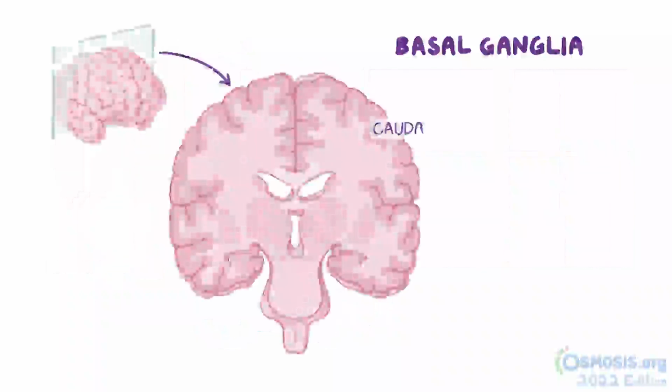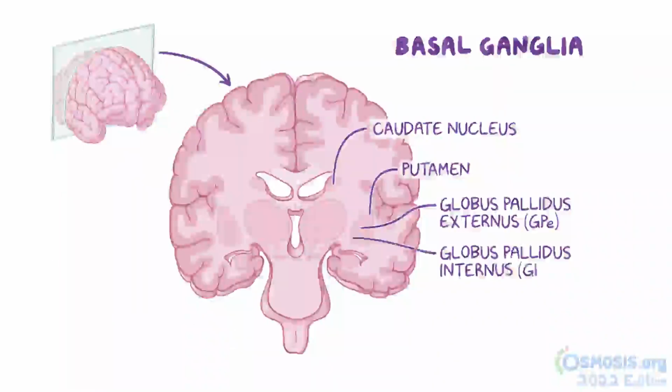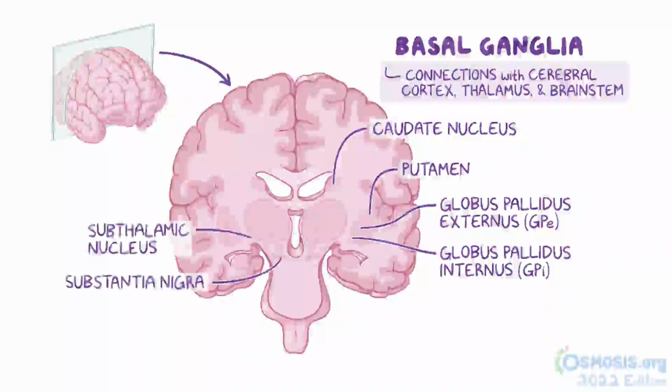The basal ganglia are a collection of nuclei that include the caudate nucleus, the putamen, the globus pallidus externus, and the globus pallidus internus. These nuclei have highly complex connections with other parts of the central nervous system, like the cerebral cortex, the thalamus, and the brainstem. But the two most important structures that are closely related to the basal ganglia are the substantia nigra of the midbrain and the subthalamic nuclei of the diencephalon. Now let's look at each of these structures in detail.